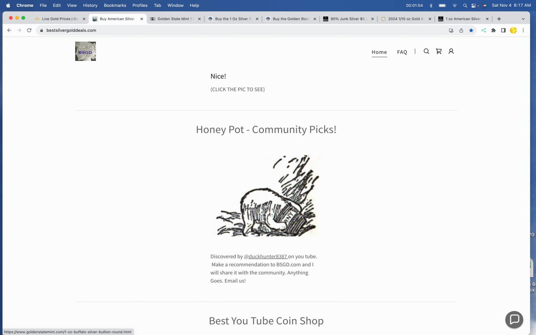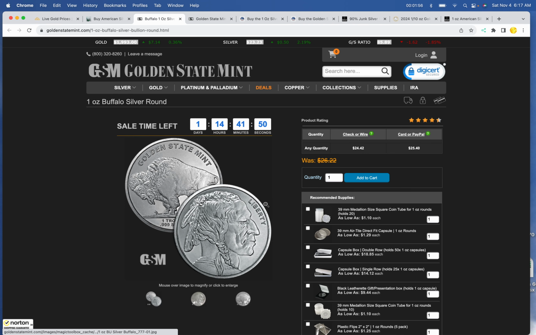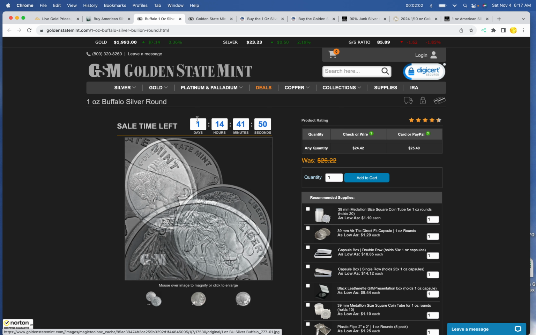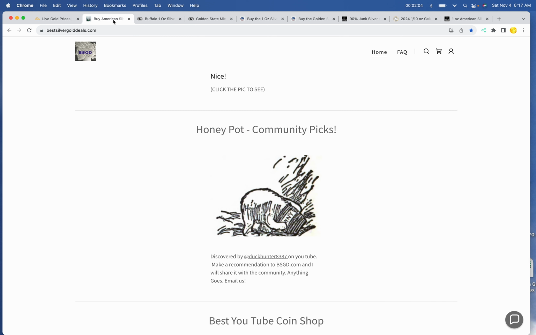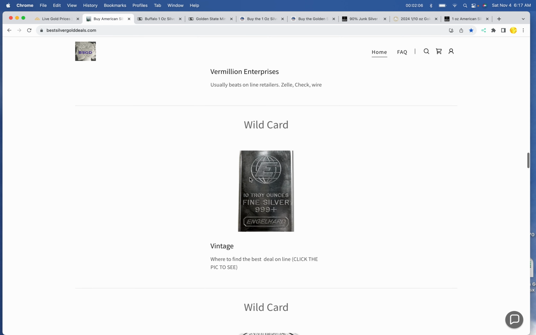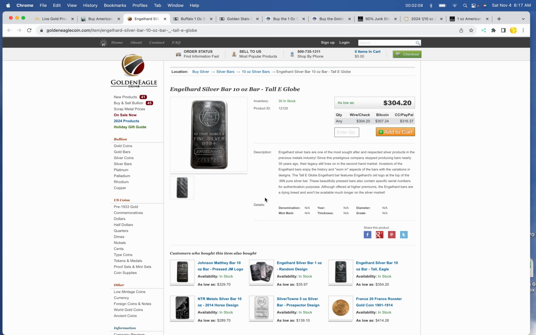Honeypot, again, the best recommendation we had was from Duck Hunter, who gives us Buffaloes at $24.42, even though spot price is higher. And wild card, I showed you this one before. You can get a classic Engelhard bar for now it is $304.20 at Golden Eagle.